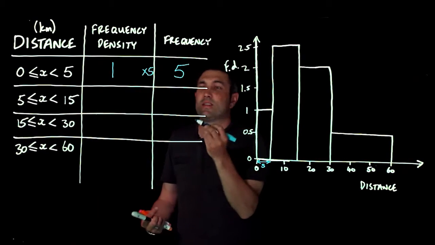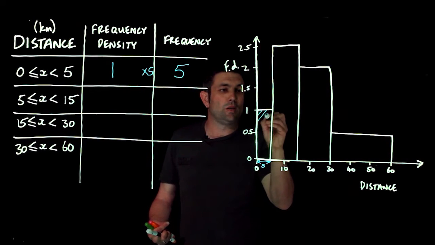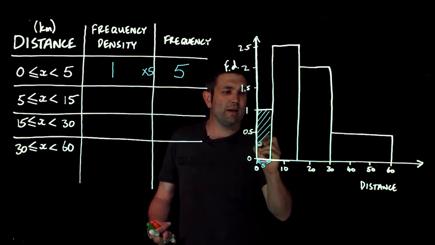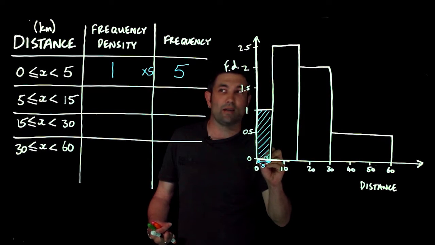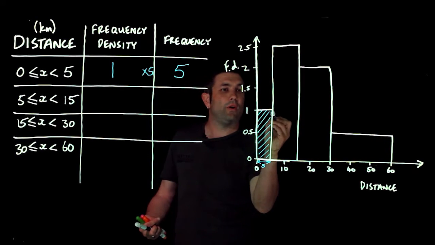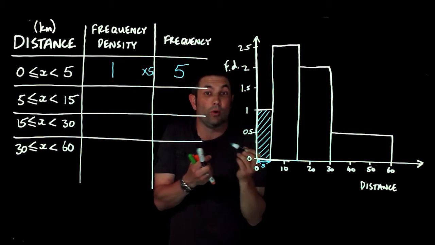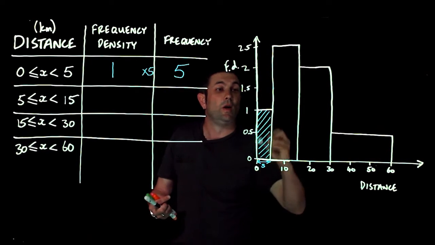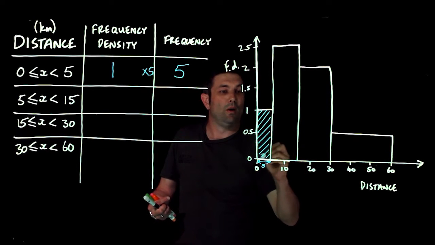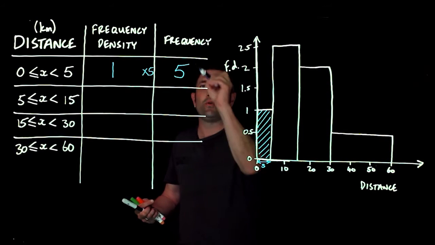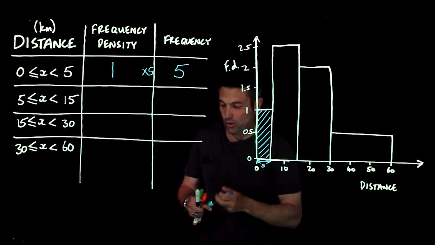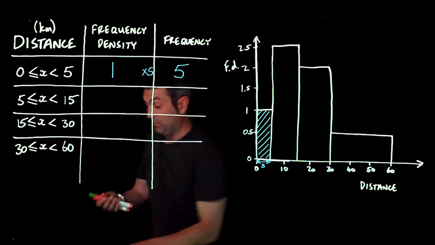Now, at the same time, what you might notice is actually, if you look at this rectangle, the area of that rectangle is 5. It's 5 across and 1 tall. I know it doesn't look to scale, but on these it never will do, okay? So just bear in mind that the area of that bar will be the frequency as well. And I'll show you how that works when I'm doing the next one.